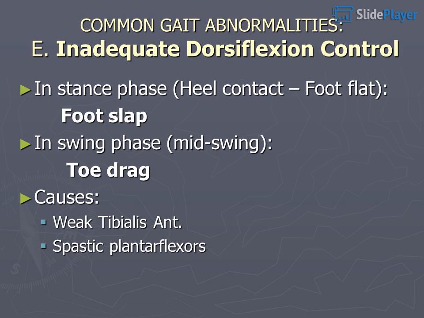Common gait abnormalities: E. Inadequate dorsiflexion control. In stance phase, at heel contact to foot flat, foot slap. In swing phase, at mid-swing, toe drag. Causes: weak tibialis and spastic plantar flexors.